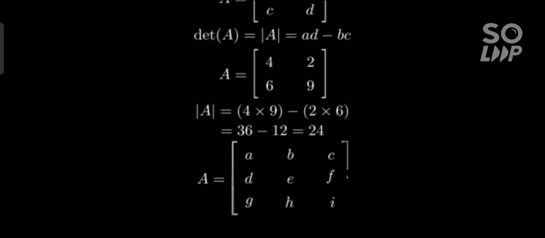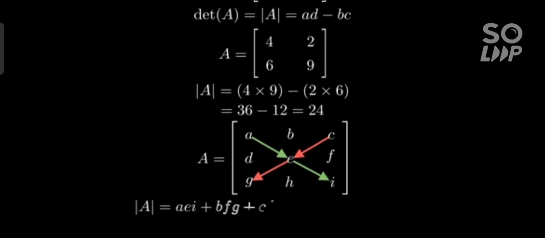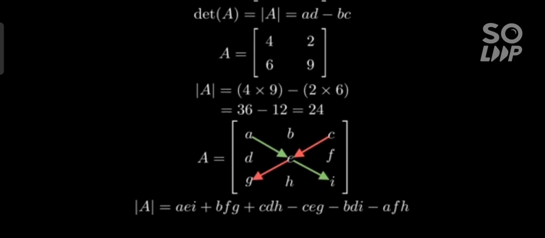Now, let's look at 3 by 3 determinants. For a 3 by 3 matrix, the process is a bit more complex. We'll use what's called the Sarrus rule, or the rule of Sarrus. The rule of Sarrus tells us to add 3 products going down to the right and subtract 3 products going down to the left. Here's the formula. AEI plus BFG plus CDH minus CEG minus DBI minus FAH.